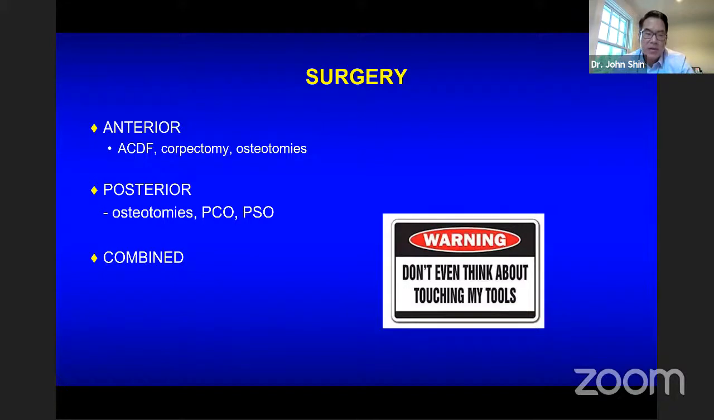We can approach this anteriorly: standard anterior cervical discectomy and fusion, single level, multi-level, corpectomy, which we're all familiar with, whether for oncologic reasons, infection, deformity, degeneration, OPLL, and also osteotomies. Anterior uncinate osteotomies can be very effective to further open up the cervical spine. Then posteriorly, we have multiple types of osteotomies, posterior column osteotomies, which is essentially a foraminotomy taken all the way out laterally, as well as pedicle subtraction or 3-column osteotomy. And then we have combined approaches.